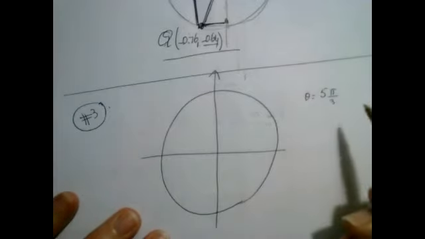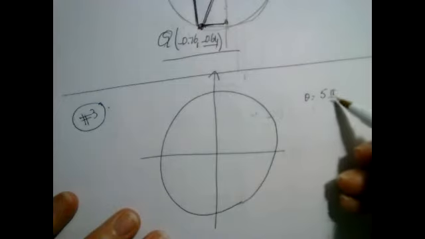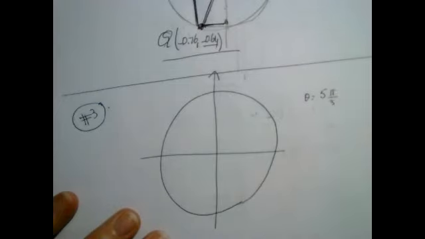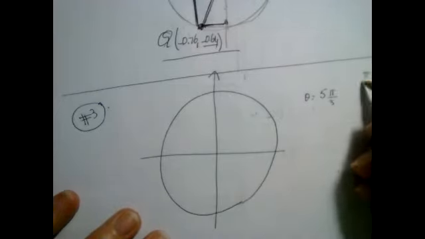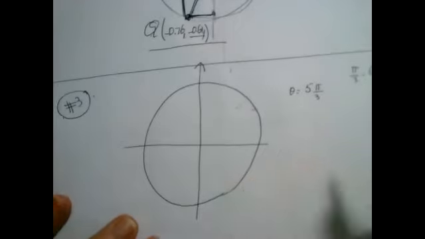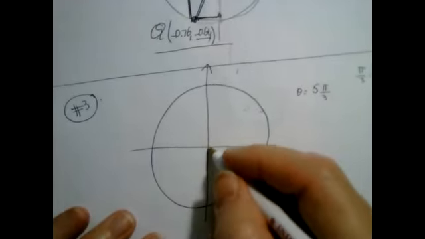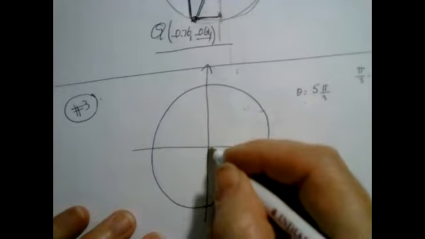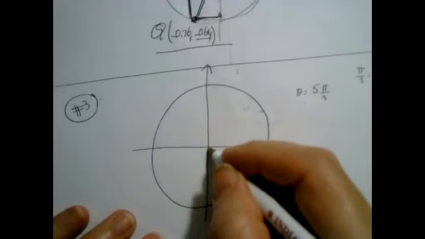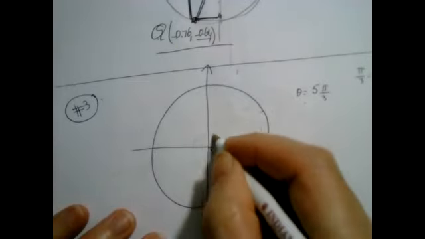Okay, now 5 pi over 3. Let us remember where this point is. Now, pi over 3 is like 60 degrees because that's always very helpful. So pi over 3 is 60. So 5 pi over 3, you're talking about 300 degrees. So we're going to go here, 300 degrees. So 360 all around the circle. So this is going to be 5 pi over 3.